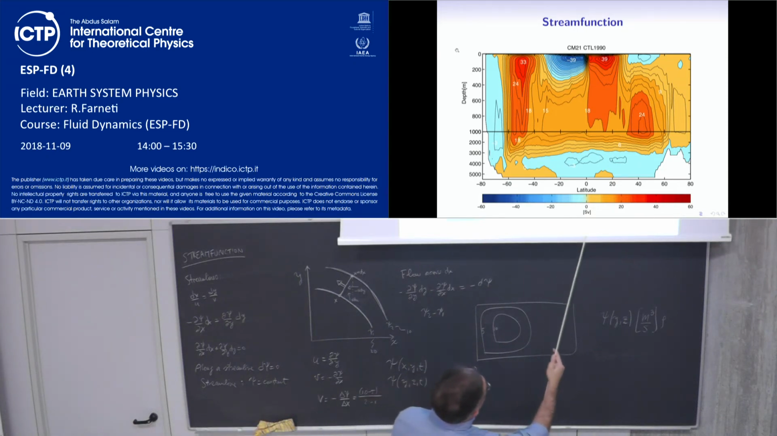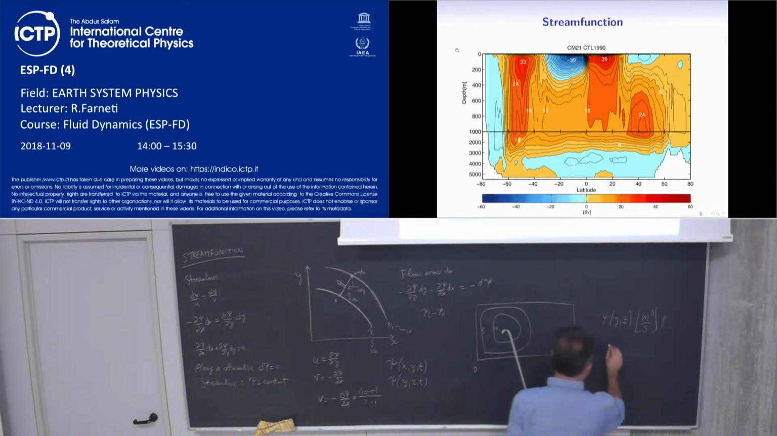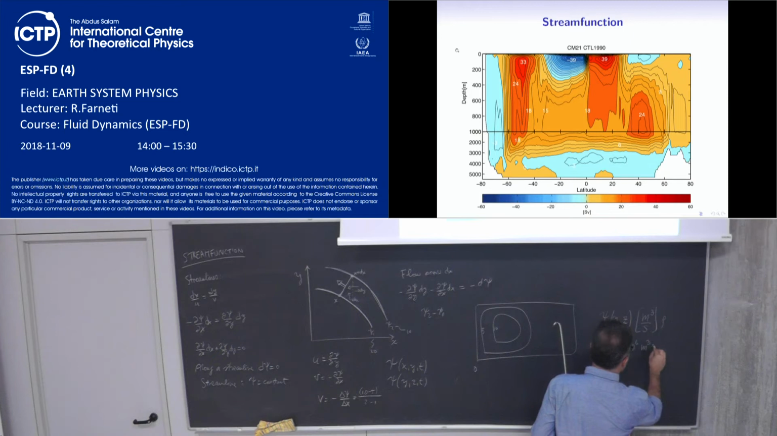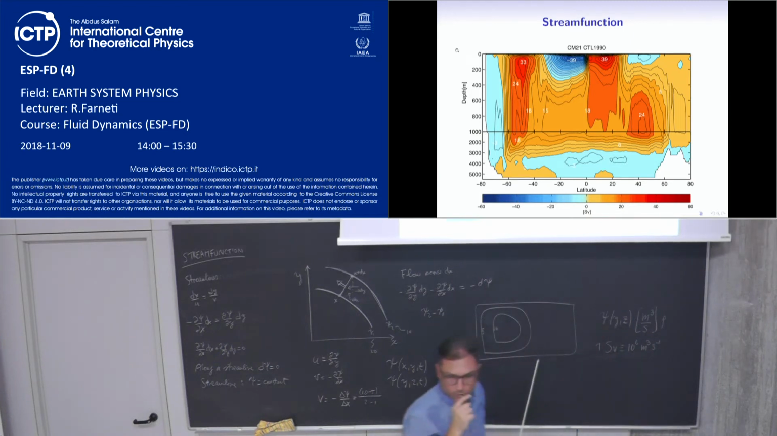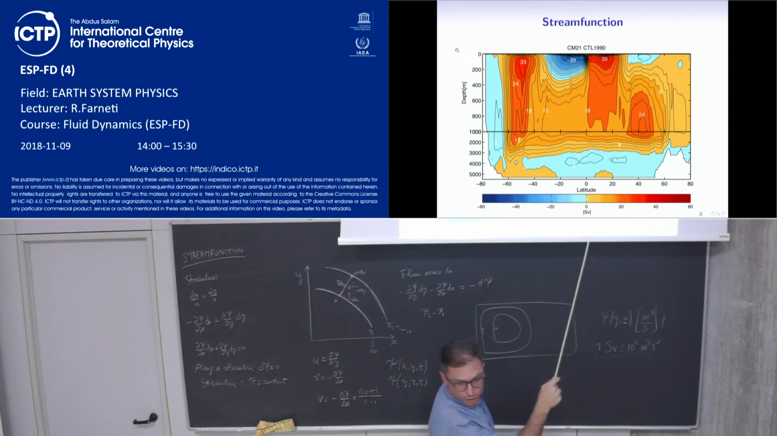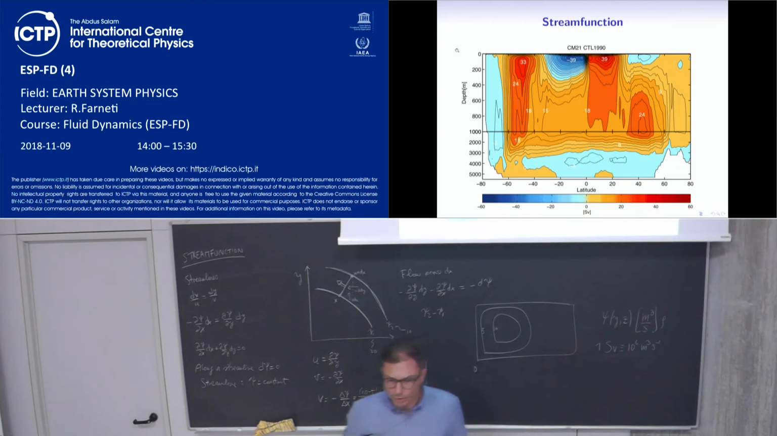For example, this is 24, so this means 24 Sverdrups. And one Sverdrup is 10 to the 6 meters cubed per second. So this is 24 times 10 to the 6 meters cubed per second circulating in the ocean.